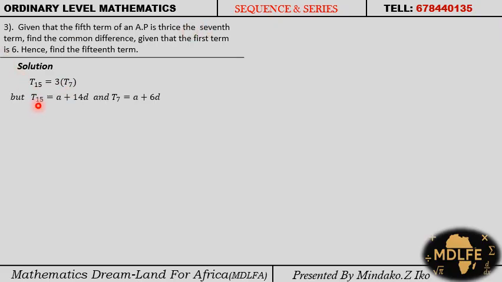But what is T15? T15 is actually A plus 14D, and equally T7 is A plus 6D. Then we can substitute them here. So we have A plus 14D, which is our T15, being equal to 3 times T7, which is A plus 6D. From here we can expand this bracket. So I have A plus 14D equals 3 times A is 3A, 3 times 6 is 18D.